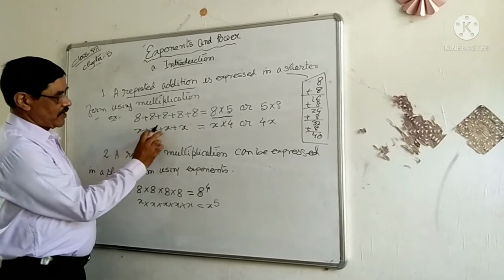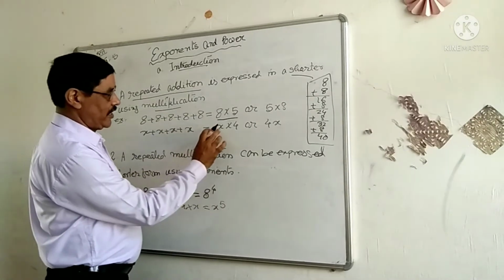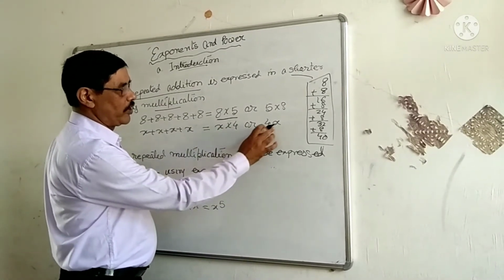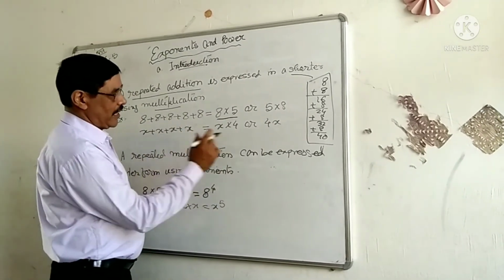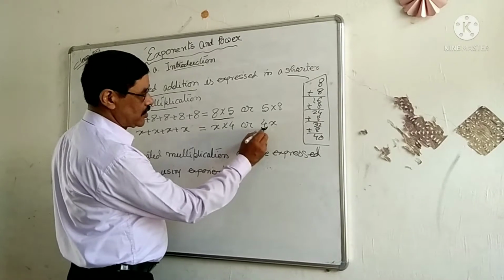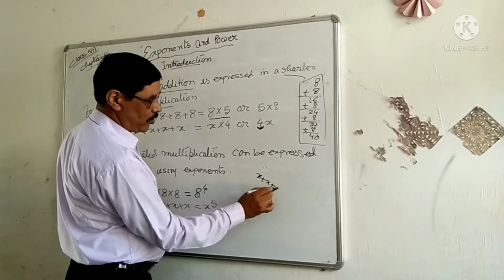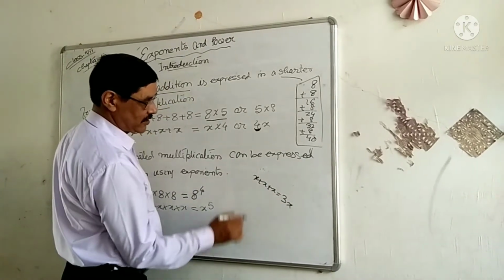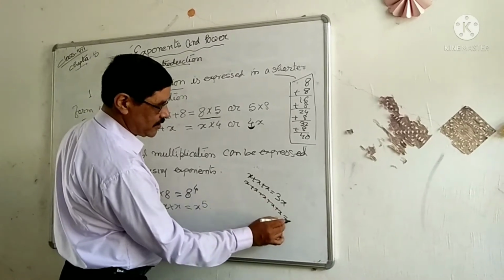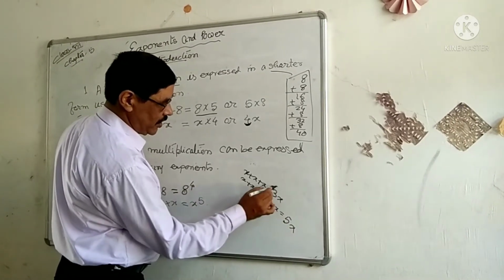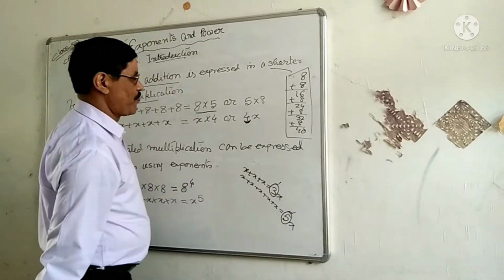Similarly, x plus x plus x plus x, here x is added 4 times. So this can be written as x into 4 or 4 into x. Remember, when similar terms are added, their coefficient changes; this one is known as the coefficient. Suppose if you add x for 3 times, this can be written as 3x. If you add x for 5 times, then it can be written as 5x. The only change will be in the coefficient. This is known as the coefficient.